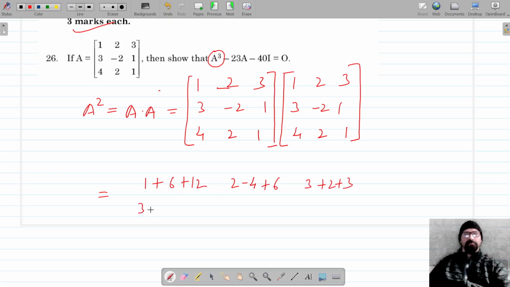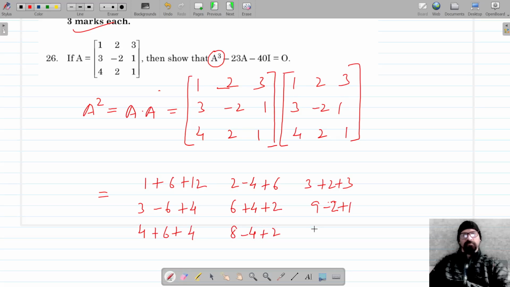Then 3 ones are 3, negative 6 plus 4. 3 twos are 6 plus 4 plus 2. 3 threes are 9, negative 2 plus 1. 4 ones are 4 plus 2 threes are 6 plus 4, and 4 twos are 8, negative 4 plus 2 is 12 plus 2 plus 1.